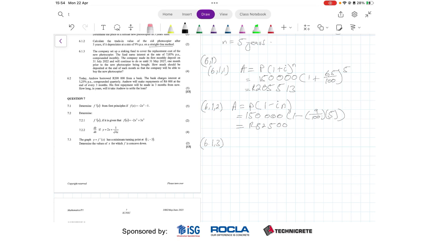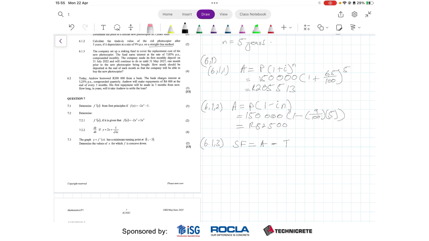6.1.3. The company set up a sinking fund to cover the replacement cost of the new photocopier. Okay, already that tells you we need to figure out the value of the sinking fund through the sinking fund formula, where SF is equal to the amount that we project we will be buying the photocopier with in 5 years, minus the trade-in value. Okay, wonderful.